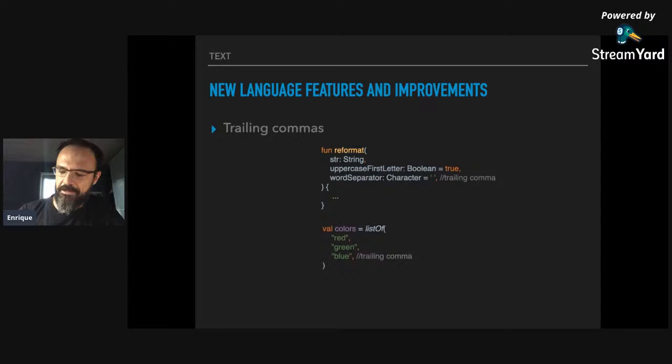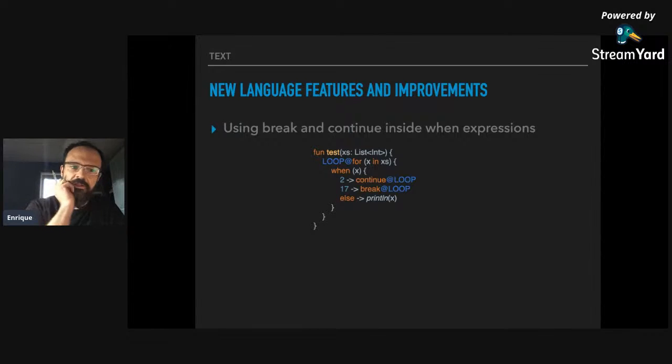So it's arguably the best new feature in Kotlin 1.4. We can now use break and continue inside when expressions. In Kotlin 1.3, we could not use the unqualified break and continue. The reason for that was because the keywords were reserved for some fall-through behavior in when expressions.